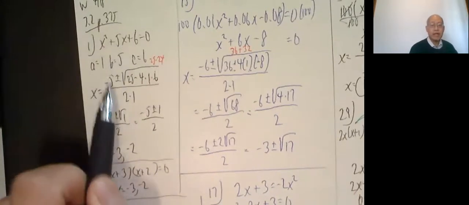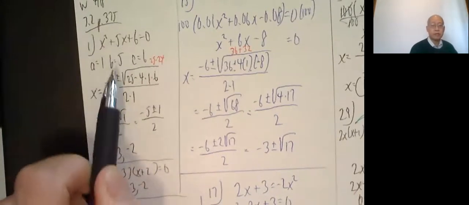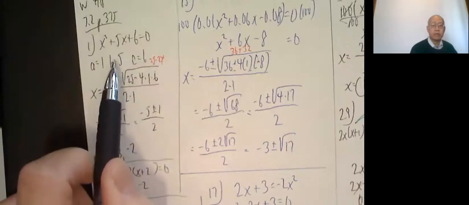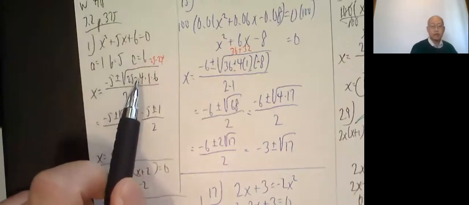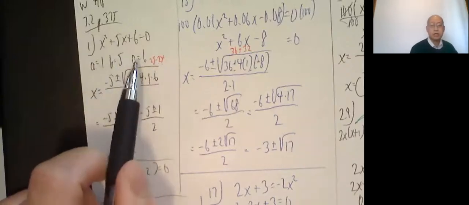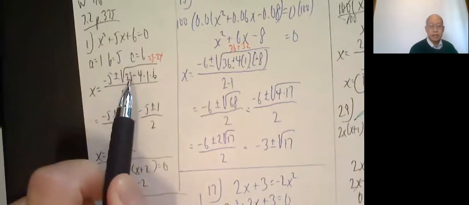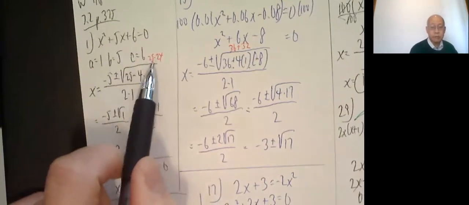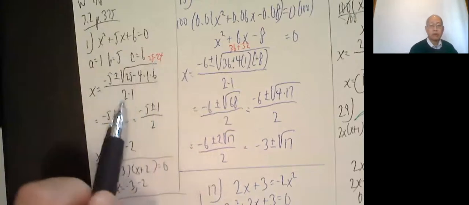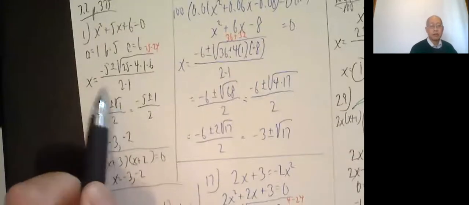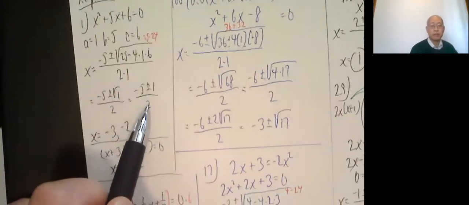So the formula is negative b, so negative 5, plus or minus the square root of b squared is 25, minus 4 times a, which is 1, times c, which is 6, all over 2 times a. Okay, this is 25 minus 24, scratch paper here. So I'm taking the square root of 1. The square root of 1 is 1. So I have negative 5 plus or minus 1 over 2.